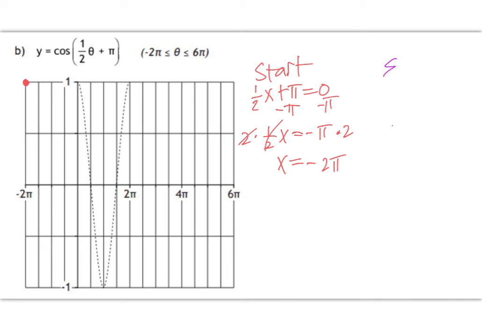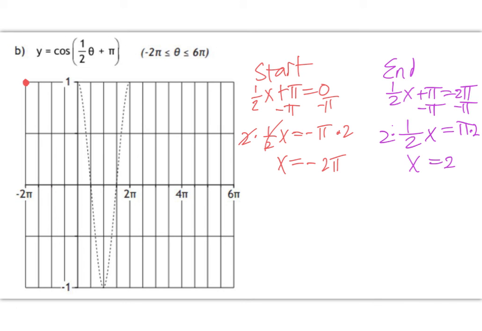Let's go with an ending point. 1/2 x plus pi is equal to 2 pi. When I minus pi from both sides, we get 1/2 x is equal to pi. I'm going to multiply both sides by 2 to get x is equal to 2 pi. Okay, there's my ending point. Cosine ends at the top, so there's my end.